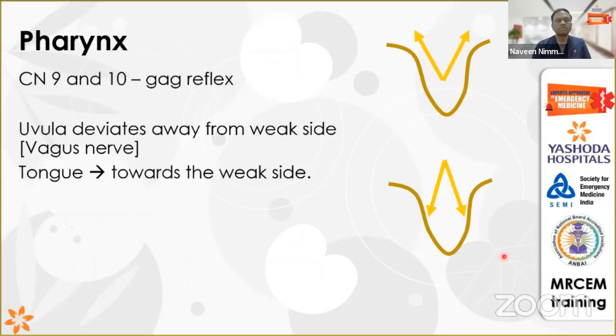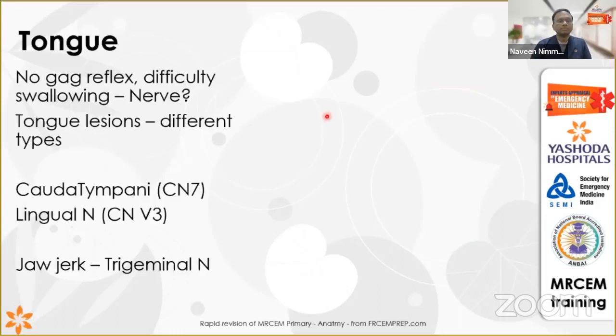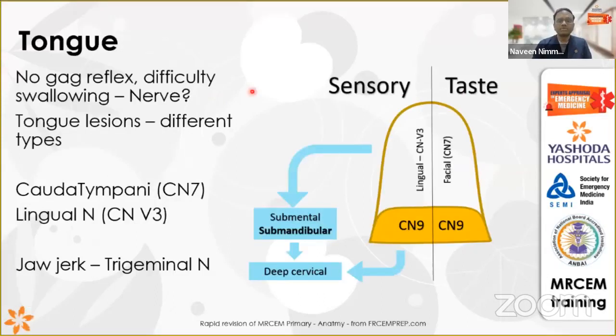And tongue lesions. There are different kinds of tongue lesions. Anterior two-thirds is different from posterior one-third. In the anterior two-thirds, you have two different sensations. Taste sensation is carried by the facial nerve, cranial nerve 7, via the chorda tympani branch. Whereas regular sensory, touch, pain, like that, is handled by the lingual nerve, which is a branch of cranial nerve V3, the trigeminal.